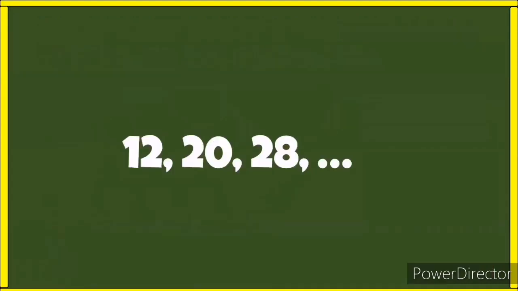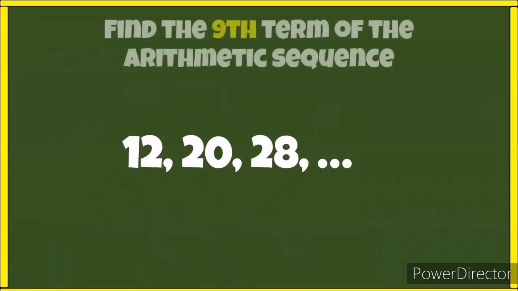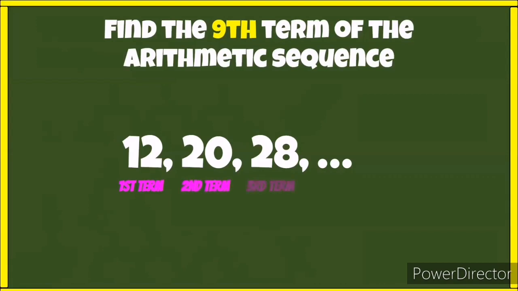Now, let's have another sequence. But this time, we are given a different problem. Find the ninth term of the arithmetic sequence 12, 20, 28, and so on. Let me label the terms as first term, second term, third term, and we are looking for the ninth term.